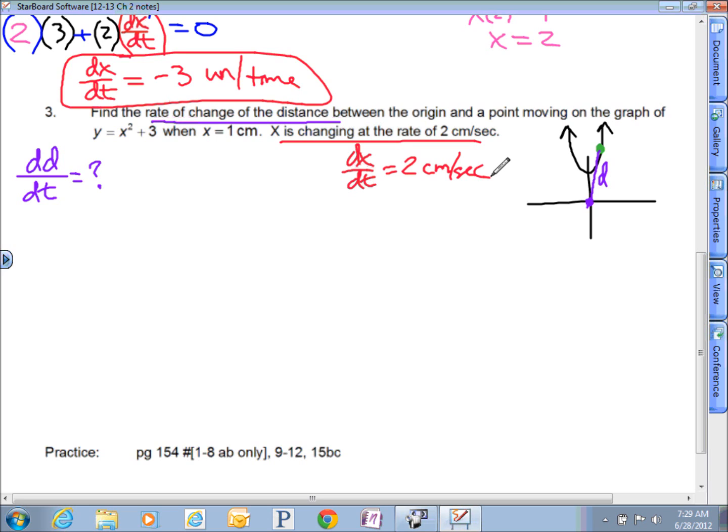So now what I really need is a relationship. Well, I need an equation to find distance. Well, what's our equation we would use to find distance? I could think maybe distance formula.